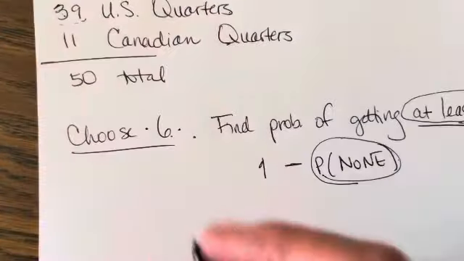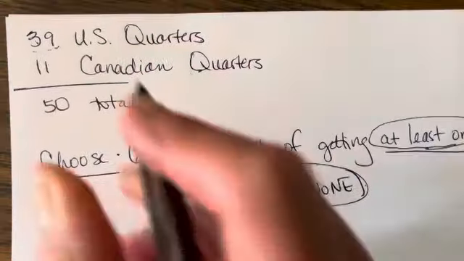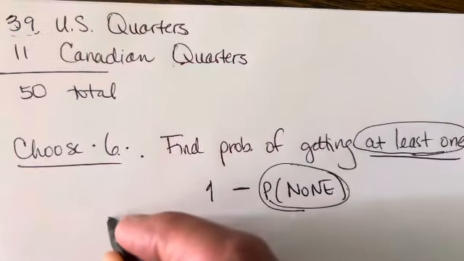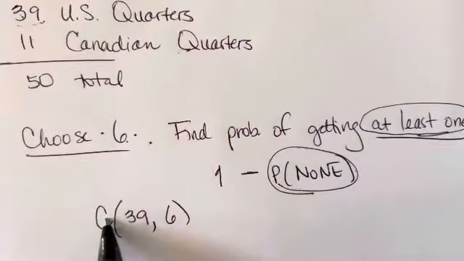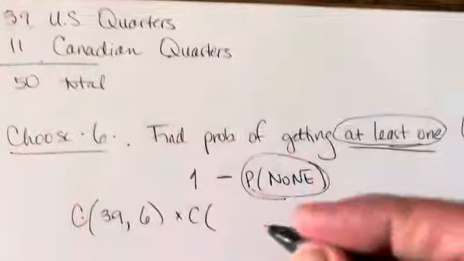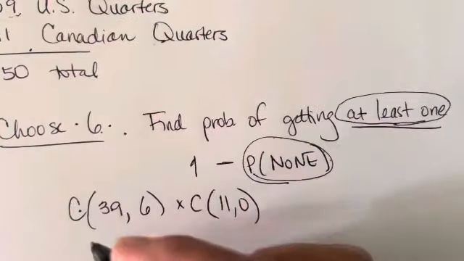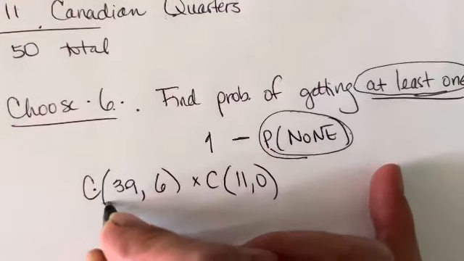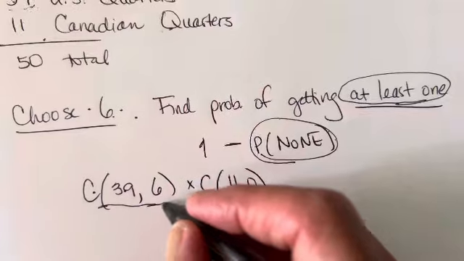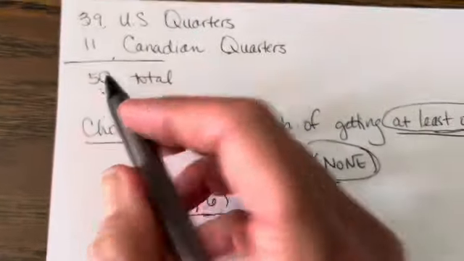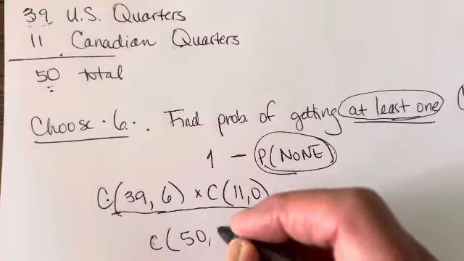So first of all, I want you to think about this. Out of 39 of the US quarters, all 6 of them are gonna have to be picked. So you're gonna do combinations of 39 choose 6, okay? Now, out of your 11 Canadian, we're not gonna get any of them. We're gonna choose 0. And you're gonna do that all out of, so this is kind of yuck, my 50 total coins, I'm gonna choose 6.